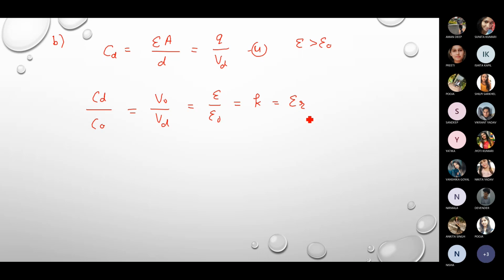So you can say that epsilon r, or the relative permittivity, can be defined as the ratio of the capacitance of a capacitor with dielectric to the capacitance of the same capacitor without dielectric, right? Therefore, the dielectric constant can be obtained by measuring the potential difference across the capacitor with and without the dielectric. If you measure the potential difference without dielectric and with dielectric across the plates of the capacitor, then just by dividing them, you can find out the dielectric constant of the medium.